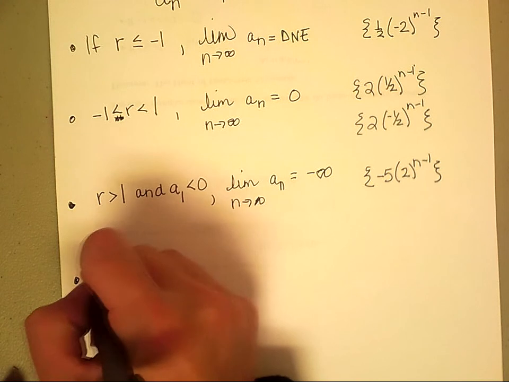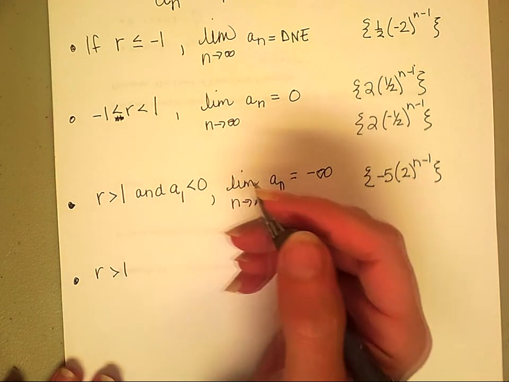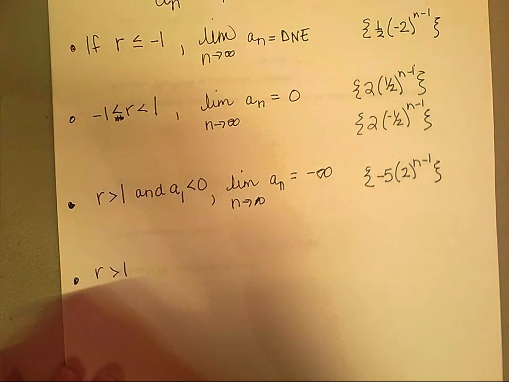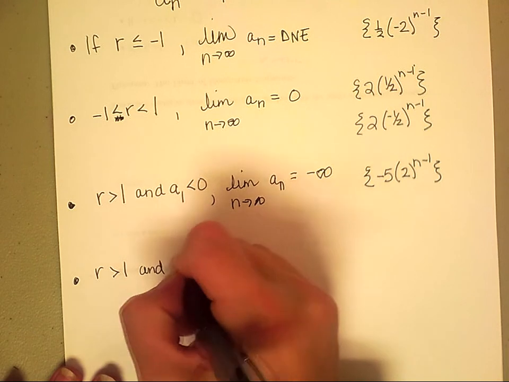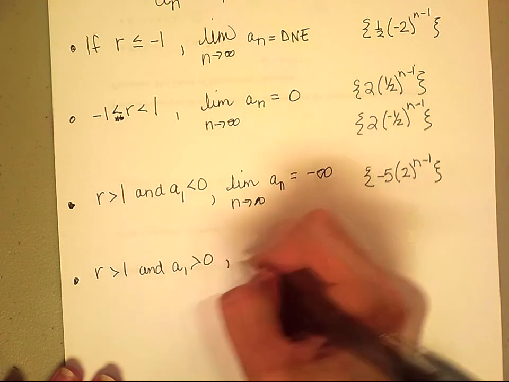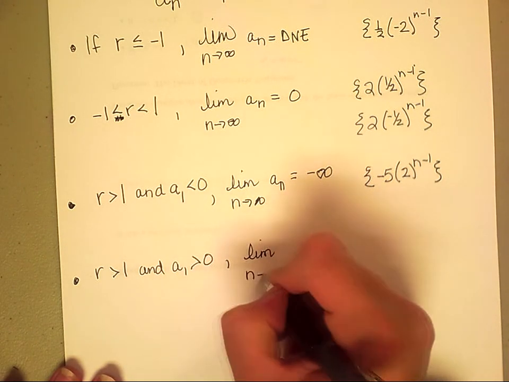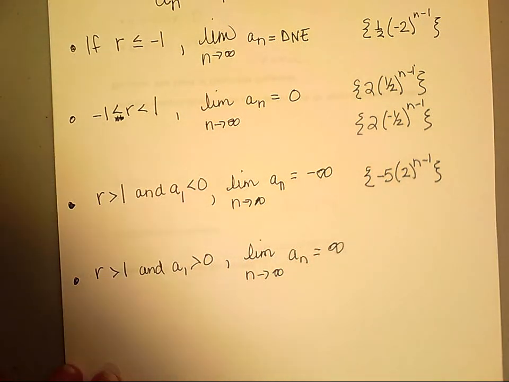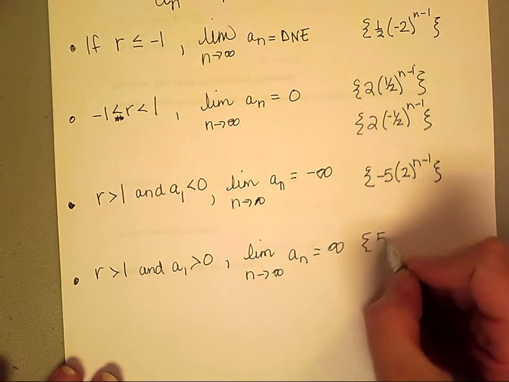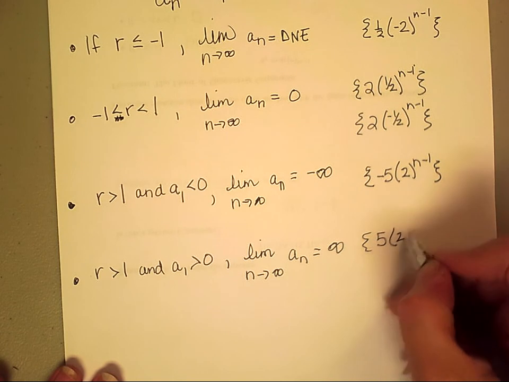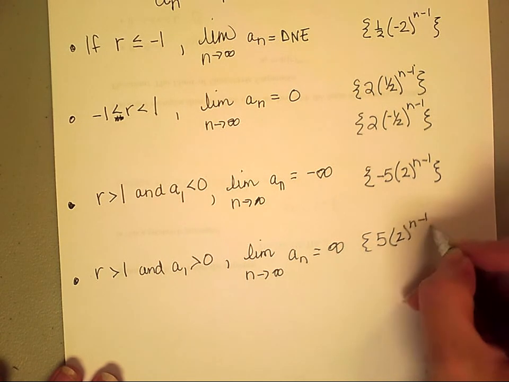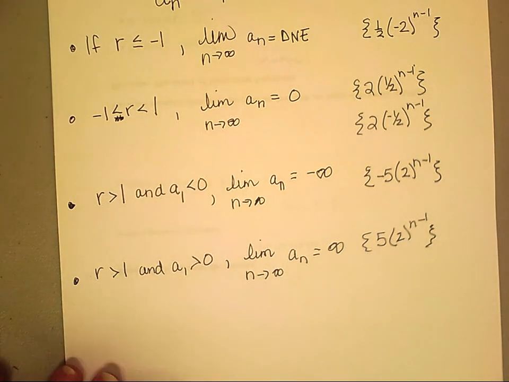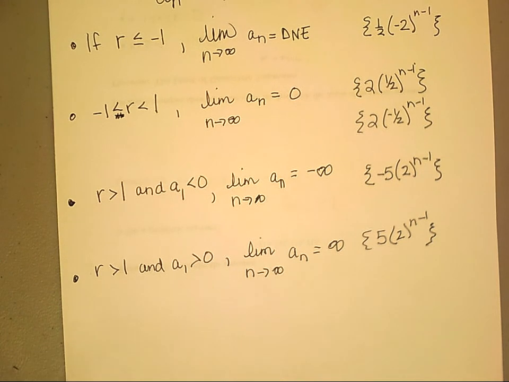And the last case is where r is greater than 1 and a sub 1 is positive. Then the limit as n goes to infinity of a sub n will be equal to infinity. So in this case, positive first value, positive ratio greater than 1. Okay, so that should get you through your homework. If you have any questions, send me an email.